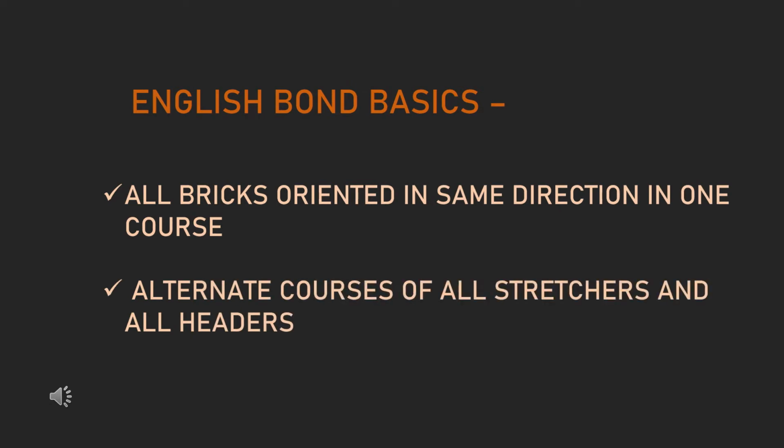Now, before we proceed towards a more detailed understanding of English bond, it is useful to know these two basic principles of English bond. First is that all the bricks in one course are oriented in the same direction, and secondly, alternate courses are all headers and all stretchers.